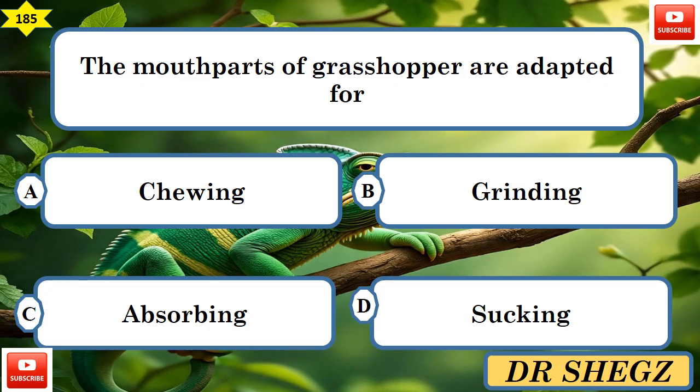The mouth parts of grasshopper are adapted for. And the answer is biting and chewing mouth part. So the grasshopper has biting and chewing mouth part.